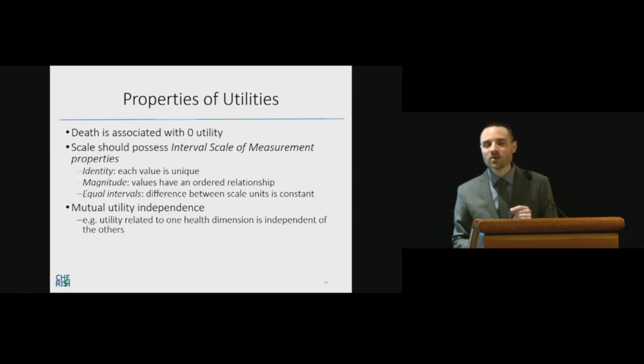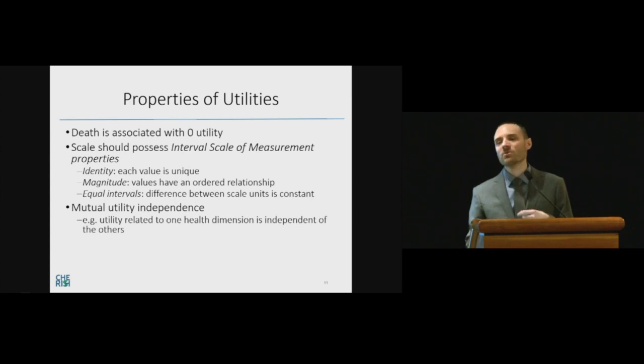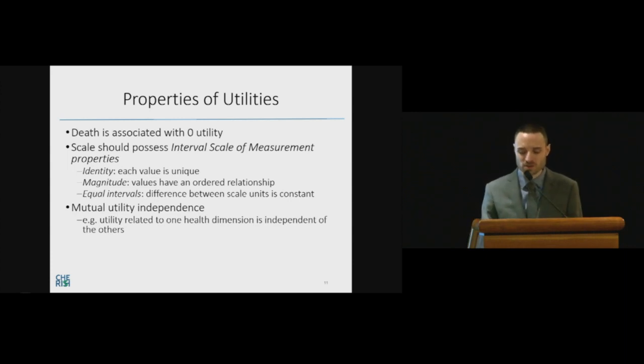The other thing that we have to remember when we're talking about these health states and tying them to utilities is that utility related to one health dimension is independent of the others. So for example, how I feel about mobility or how I feel about the pain and discomfort is going to be different than how I feel about the anxiety and depression, right? They don't overlap. So when we've got those 5 dimensions.